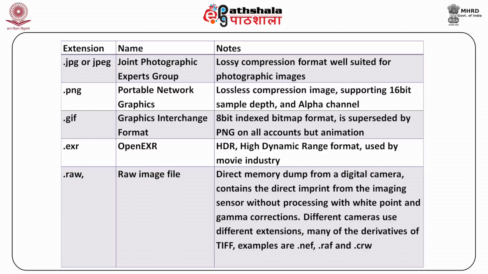Then is EXR, which is also known as OpenEXR. It is a high dynamic range format used by the movie industry. RAW, which is raw image file. It is a direct memory dump from a digital camera. It contains the direct imprint from the imaging sensor without processing with white point and gamma corrections. Different cameras use different extensions. Many of the derivatives of TIFF, examples are .NEF, .RAF and .CRW.